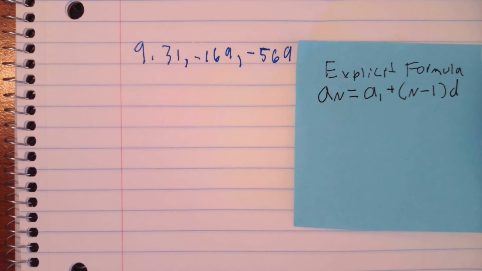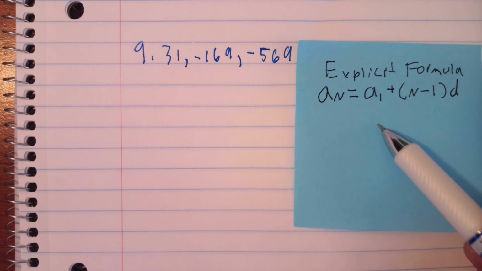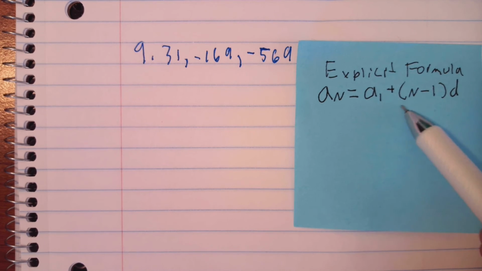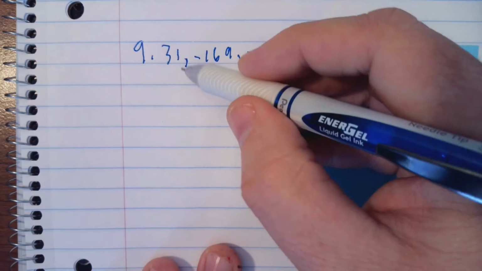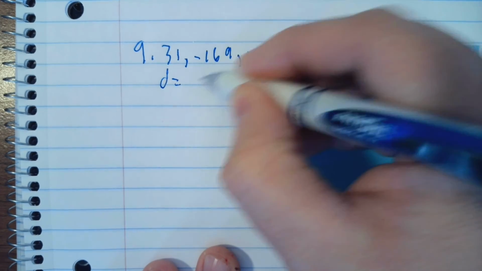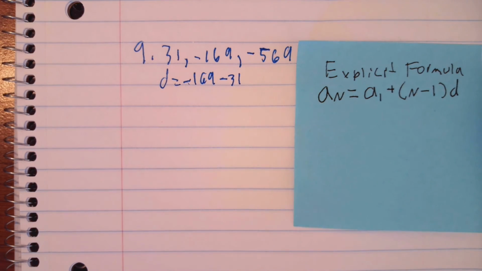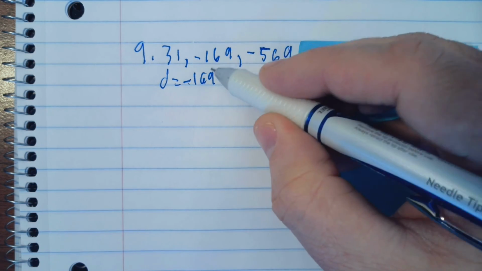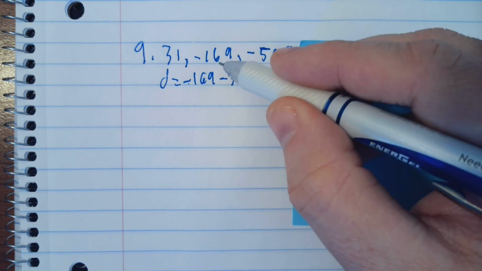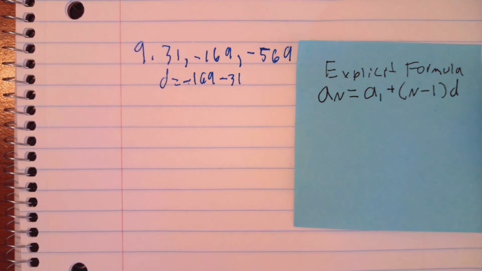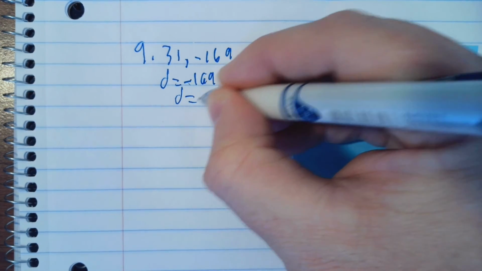It says determine the sequence is arithmetic. If it is, find the common difference, the 52nd term, and the explicit formula. I wish they put that in a different order, because you're going to have to find the 52nd term, you're going to have to find the explicit formula. So let's go ahead and do that. Let's determine what the common difference is. Negative 169 minus 31. Okay. And so that is going to give me what is that, 200? I think so. So the common difference is negative 200.